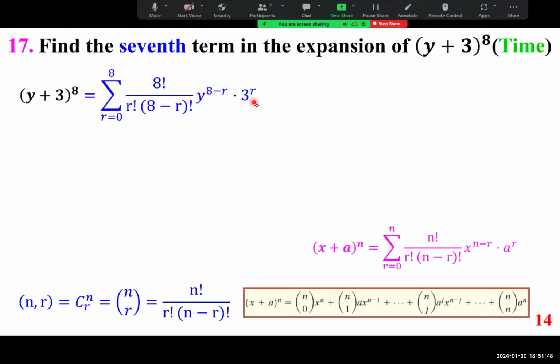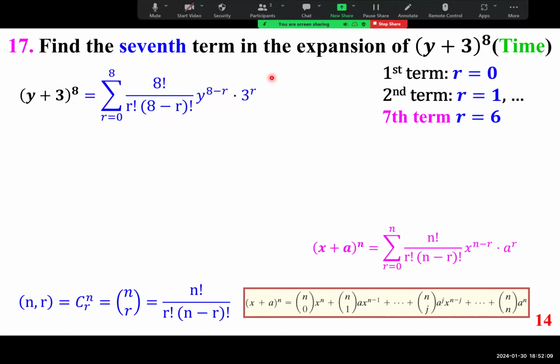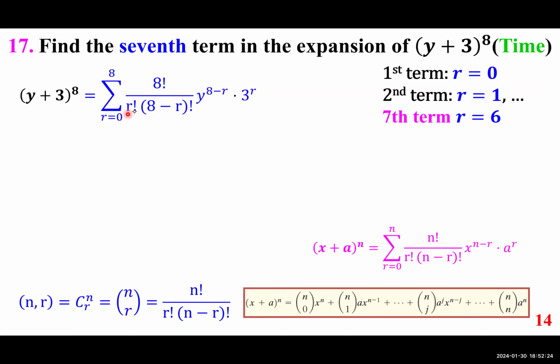in the first case, remember, r is 0. We start with r equals 0, right? Second case, r becomes 1. Third term, r becomes 2. Therefore, you should recognize the seventh term, r is 6. So use r equals 6. Okay. And so if I replace the r with 6, I get the combination 8 choose 6.